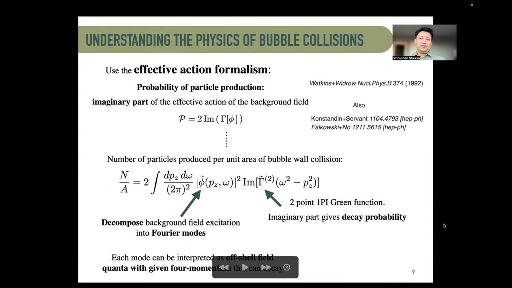And so you can think of the collision process, which is a classical process, as a collection of excitations of the background field with definite energy scales or definite momenta. And each excitation that is off shell can now decay into particles that couple to the background field with some probability. So if you integrate over all of these excitations and all of these decay probabilities, you'll get the number density of particles that you produce per collision per unit area of the bubble walls colliding. And so this is the way to do the calculation.